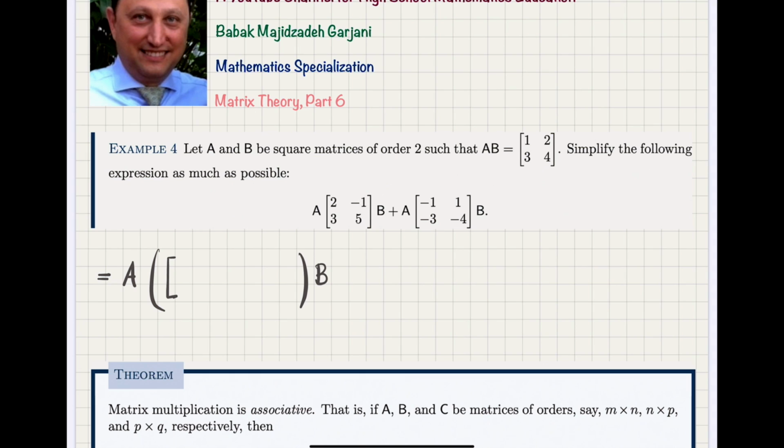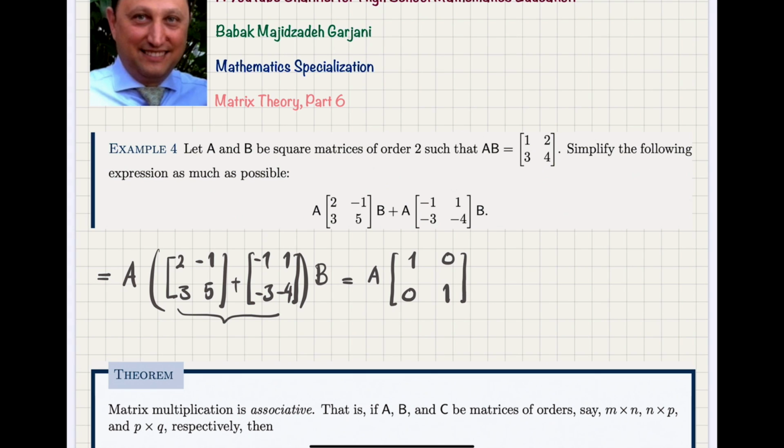Okay, I have 2, -1, 3, and 5 left from the first term, and then I will have -1, 1, -3, -4 left from the second one. But now if I add these two matrices, I am lucky, because 2 - 1 is 1, -1 + 1 is 0, 3 - 3 is 0, and then it is 1. So this is a very particular matrix, which means that I really don't need to worry about that.